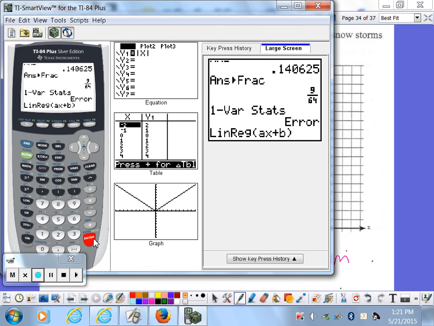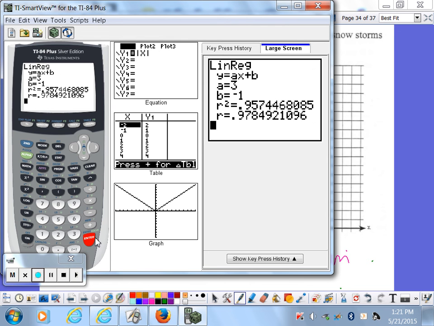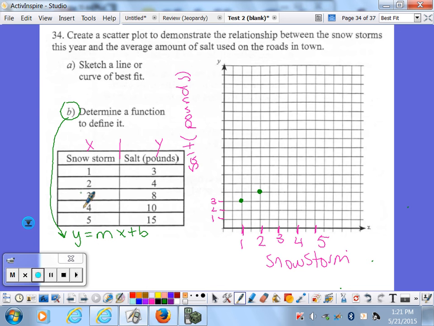So if you hit enter and hit it until the data comes up, they are giving you here your linear equation. And in this case, A is taking the place of m, so you're going to plug in 3 there. And then you'll plug in -1 for b. And that's it. You have your equation of your line of best fit. So when they say determine a function to define it, that's this. You need to come up with your function rule. Go ahead.